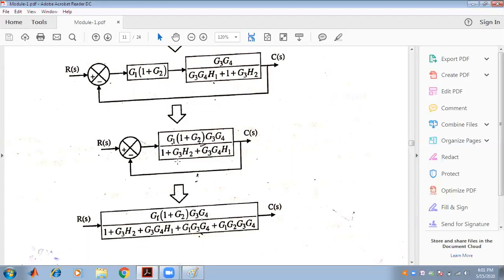So I think we have understood the block diagram reduction technique. So different block diagram reduction techniques help in finding the easiest way to approach the solution of a numerical problem. Thank you.